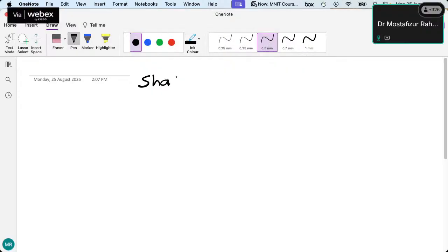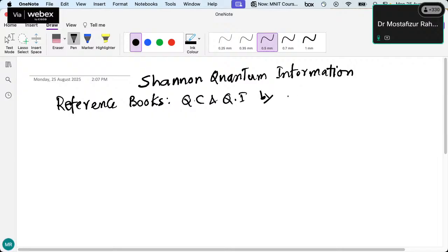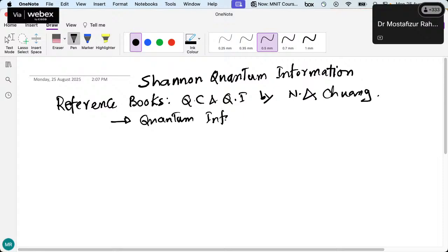So today we'll be covering the portion on Shannon quantum information. And for reference, there are basically two reference books. One is Quantum Computing and Quantum Information by Nielsen and Chuang. And the second book is Quantum Information Theory by Mark M. Wilde.